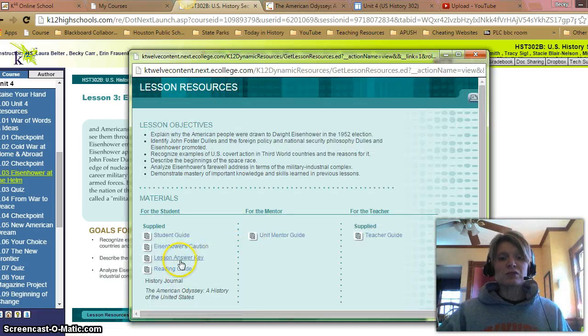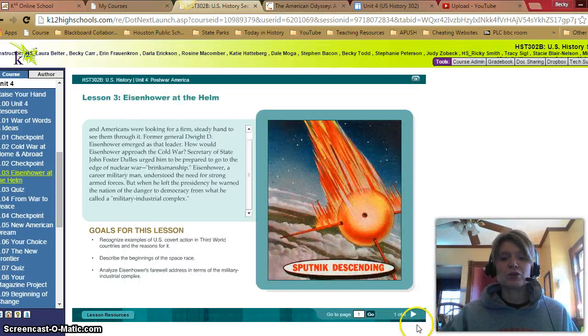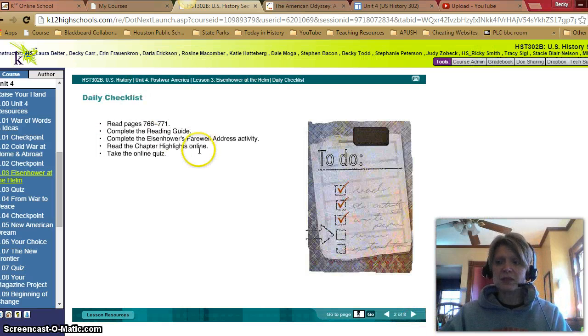Don't forget to go to lesson resources and grab your reading guide and your lesson answer key, and also the other sheet, Eisenhower's Caution. You'll be doing an activity with that. So we're going to start with reading pages 766 through 771, and let's go forth and do that now.